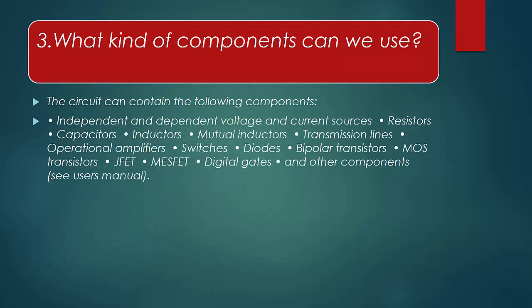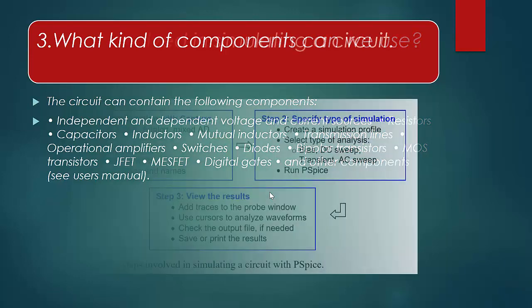Third, what kind of components can we use? The circuit can contain the following components: independent and dependent voltage and current sources, resistors, capacitors, inductors, mutual inductors, transmission lines, operational amplifiers, switches, diodes, bipolar transistors, junction field effect transistors, MOSFETs, digital gates, and other components. If you want to know more, see the user's manual.